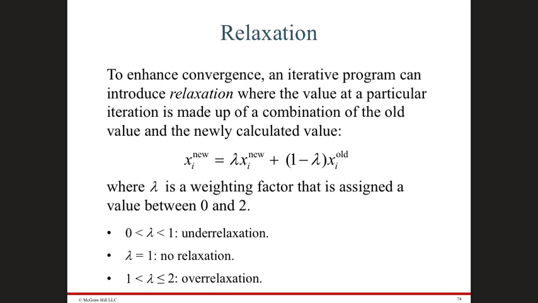If you choose lambda smaller than 1, then it means that you have some fraction, a positive fraction, here. So you take the new value as somewhere between the newer calculation and the older calculation. So that's going to be in the middle between those two.